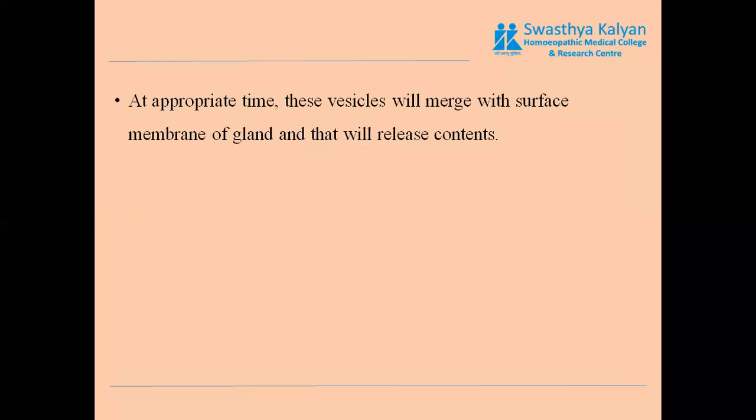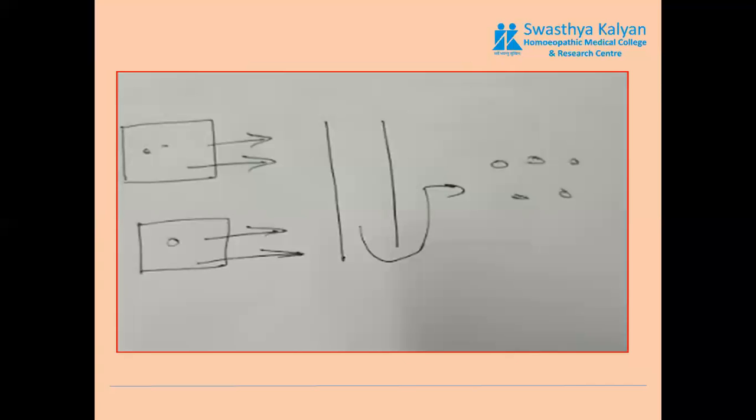At the appropriate time, these vesicles will merge with the surface membrane of the gland, and that will release the contents. In this diagram, after the appropriate time, the vesicles merge with the surface membrane of the gland and release their contents. The capillary is very close by, so the contents essentially go straight into the blood. We can see the arrows going directly into the blood.